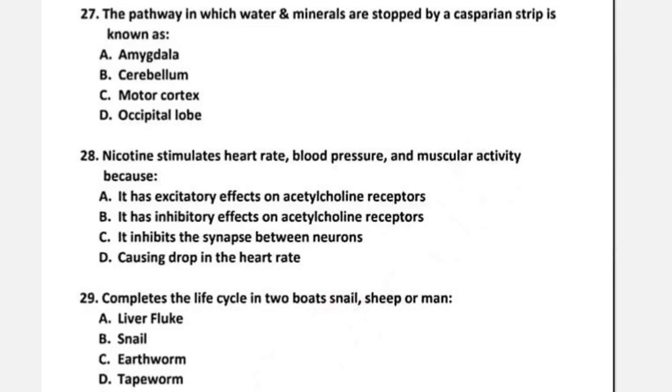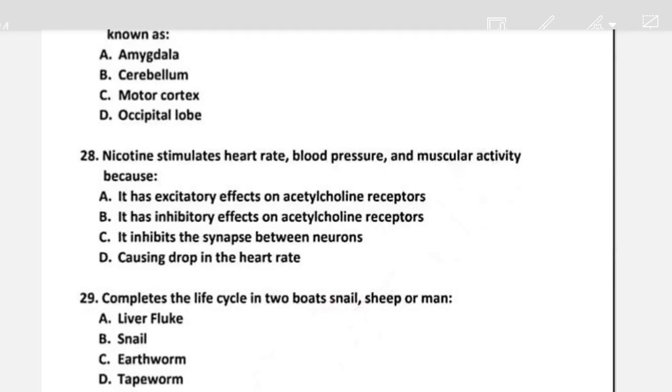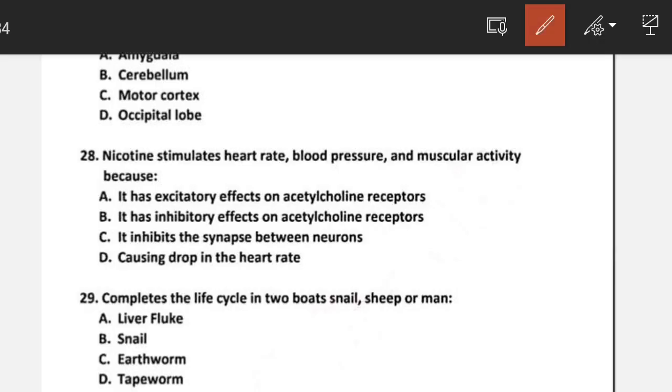Question number 28: Nicotine stimulates heart rate, blood pressure and muscular activity because? Option A: it has excitatory effect on acetylcholine receptors. Option B: it has inhibitory effect on acetylcholine receptors. Option C: it inhibits the synapse between neurons, and option D: causing drop in the heart rate. So nicotine is present in our cigarettes, and it is also present in tea and other drinks, energy drinks. So it has excitatory effects on acetylcholine receptors. So here the correct option will be option A, because after drinking the energy drinks you will feel energetic. You will feel that you can do each and every kind of work.